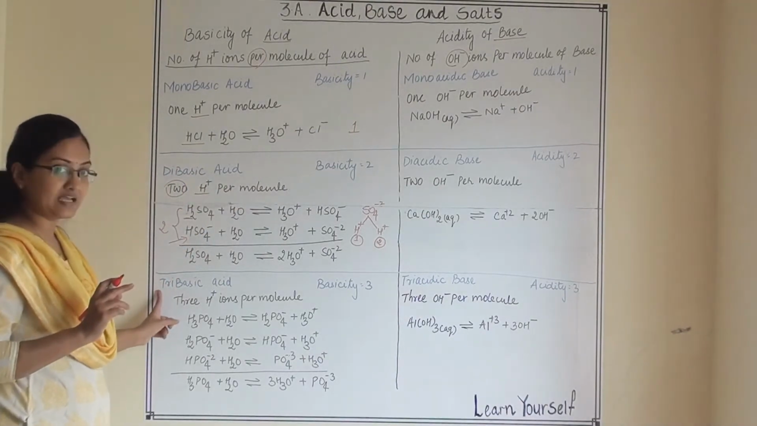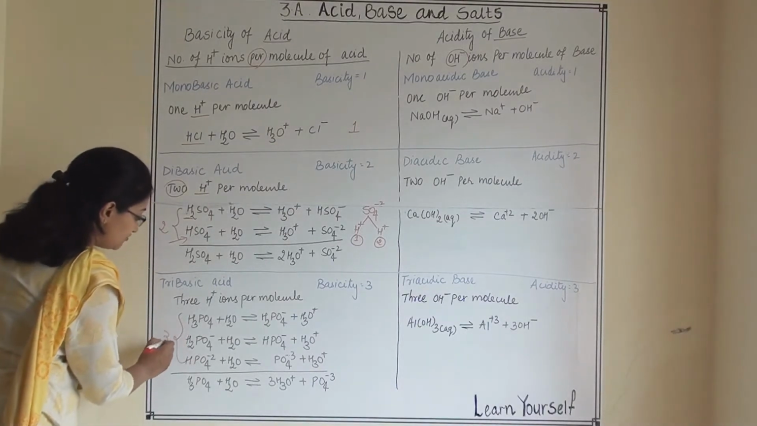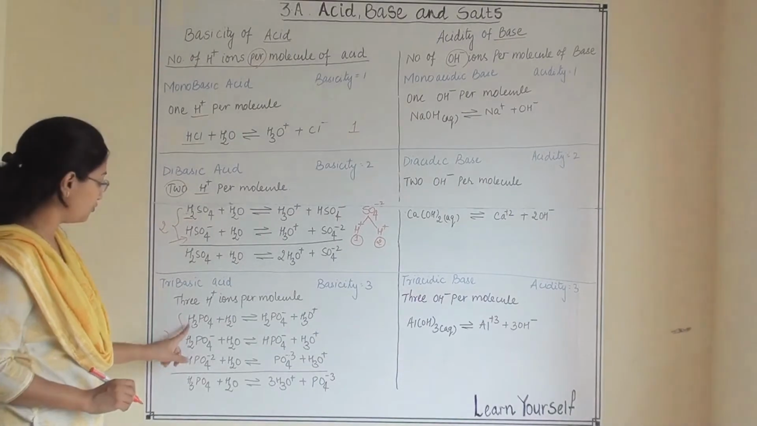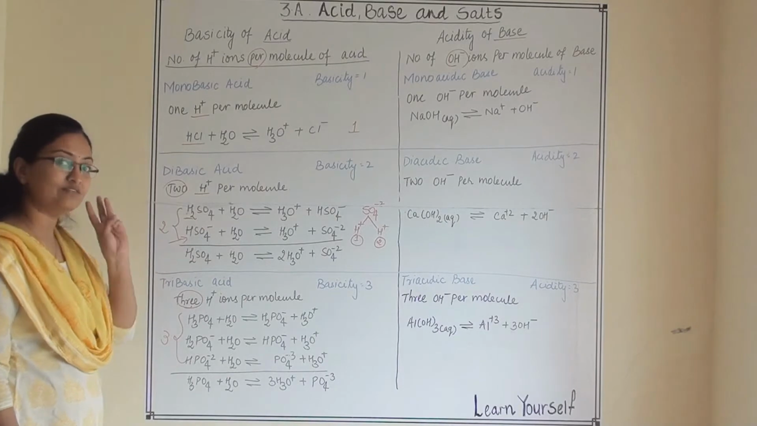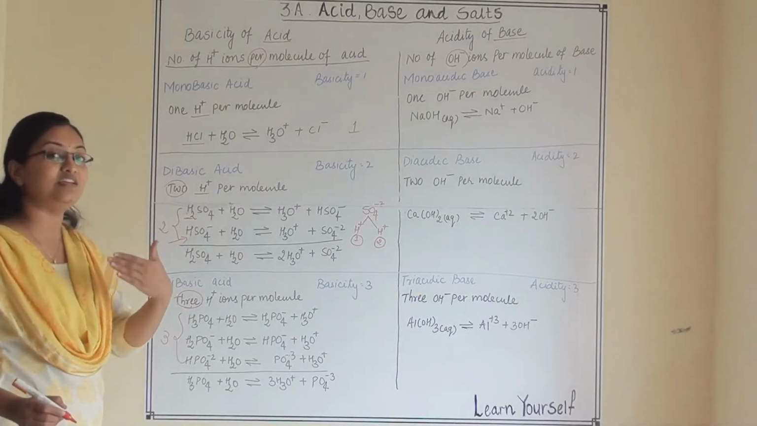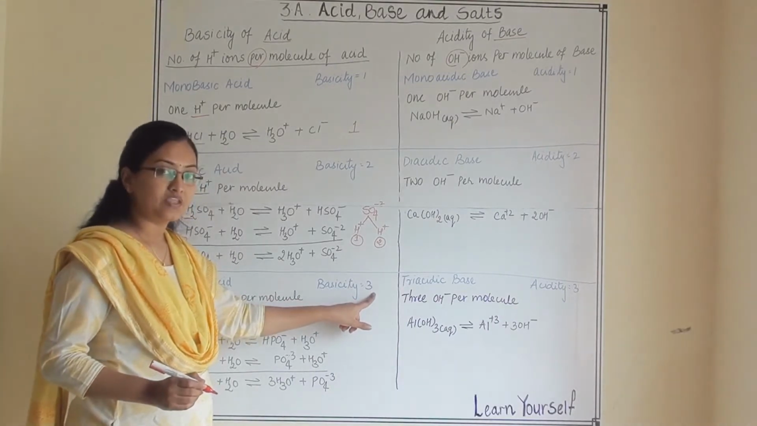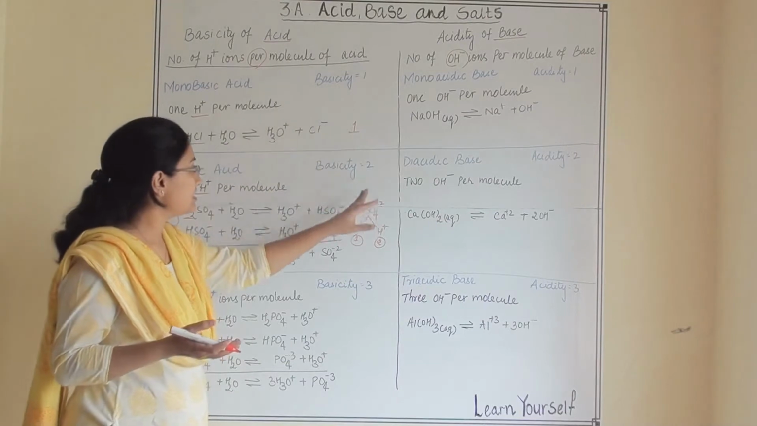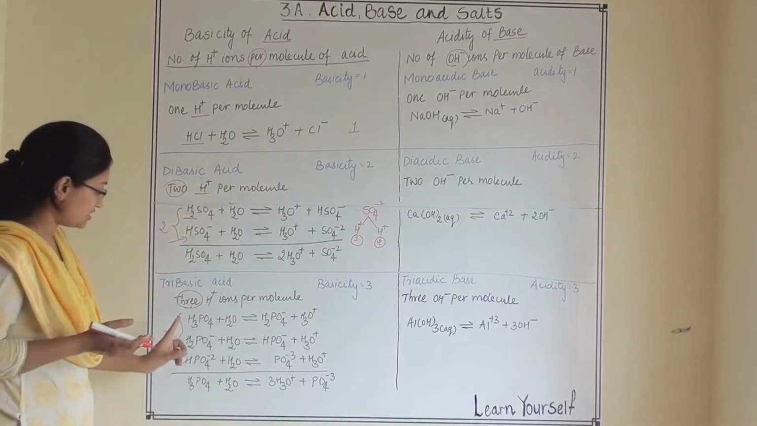Now tribasic acid. This acid dissociates in 3 steps. What is an example? H3PO4. And how many H plus ions or hydronium ions does it give? 3 hydronium ions while it dissociates. And what is the basicity? 3. However many hydronium ions will be generated, that is its basicity. Now let us see the dissociation steps.